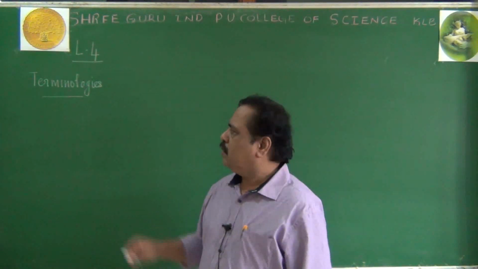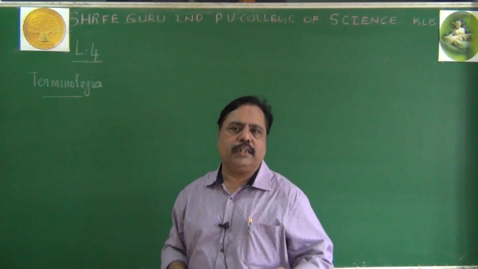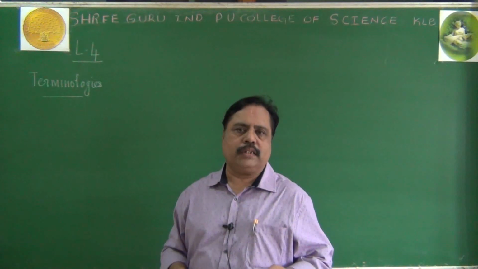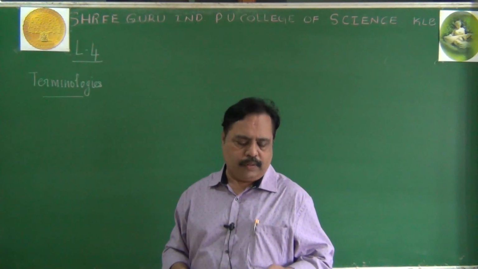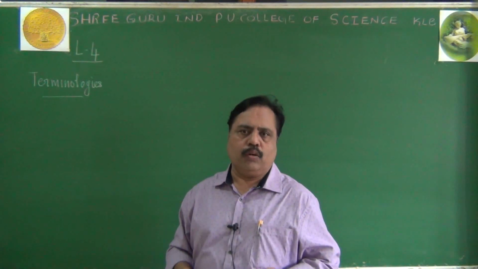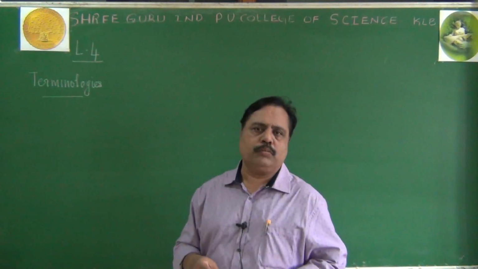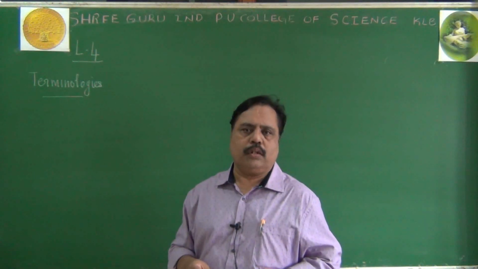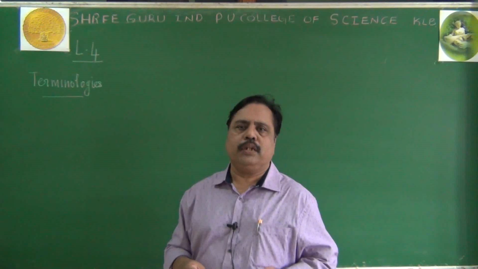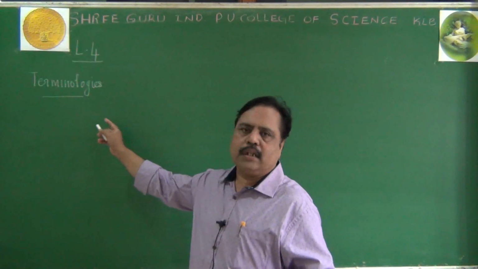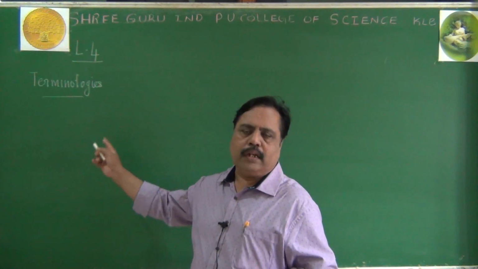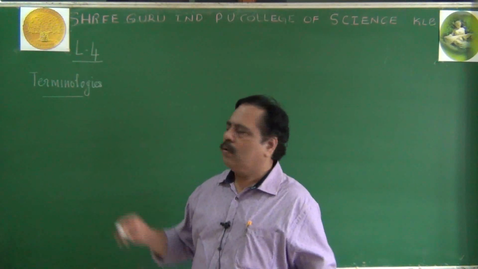asked. You may recall what is called a gene, what is called an allele or allelomorph, loci or locus, you may be remembering. What are homologous chromosomes, I told you in the previous classes. In addition to that, we have seen what is called homozygosity and heterozygosity.